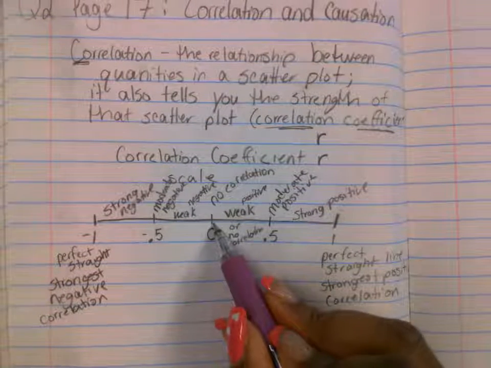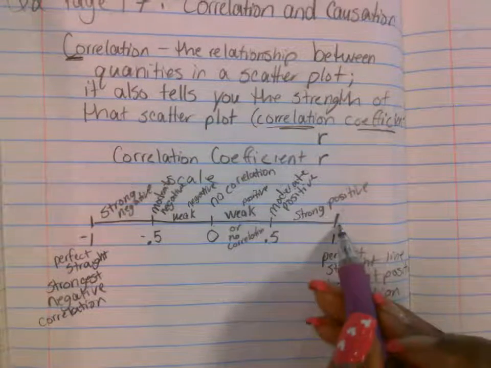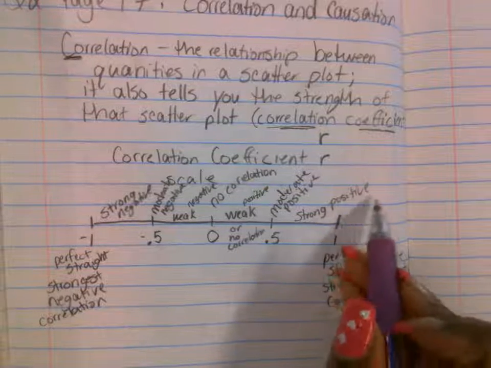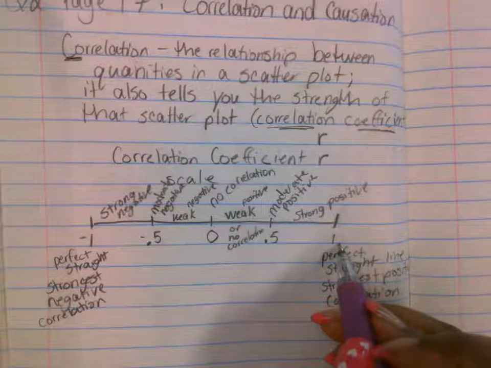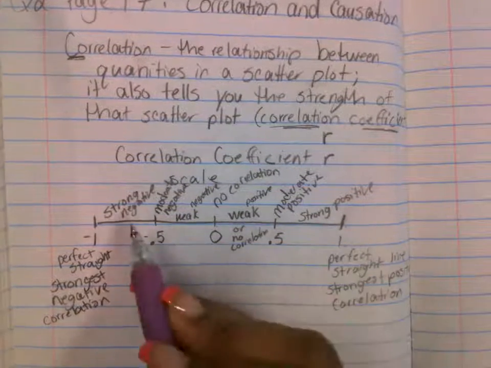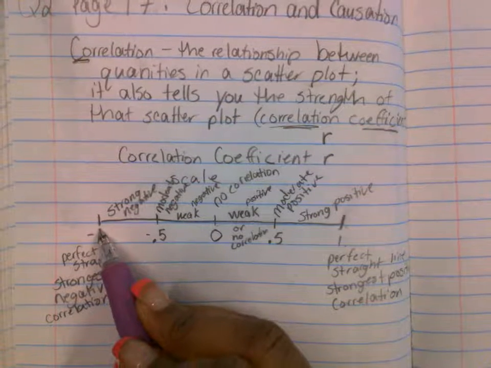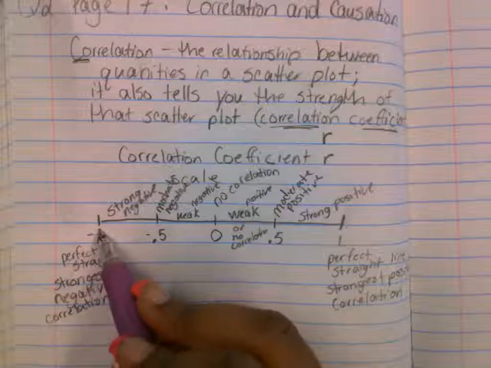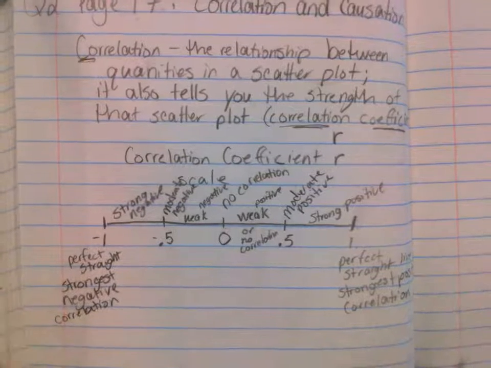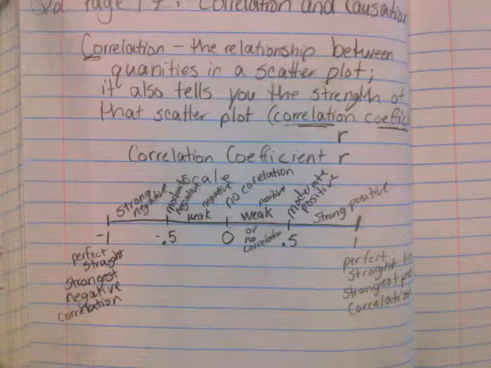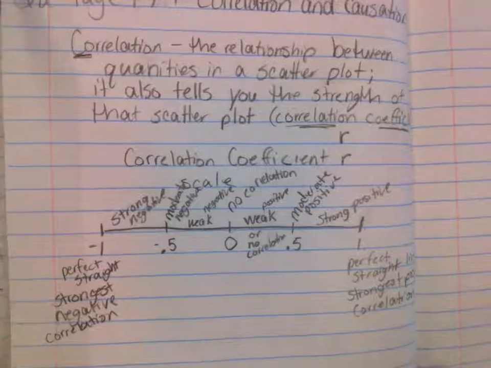0 is when you have no correlation. The closer you get to +1, the stronger the positive correlation is. The closer you get to -1, the stronger the negative correlation is. Any questions about the scale and how to read it? Okay. All right, good deal.